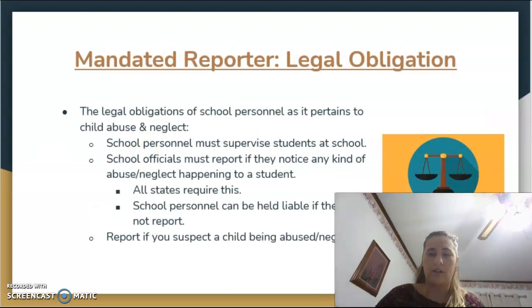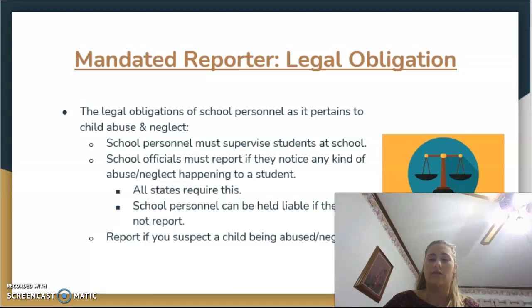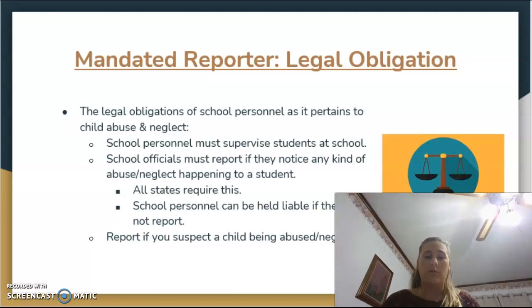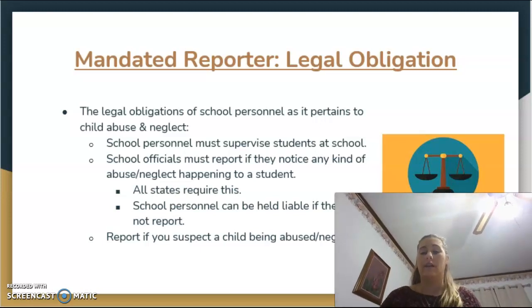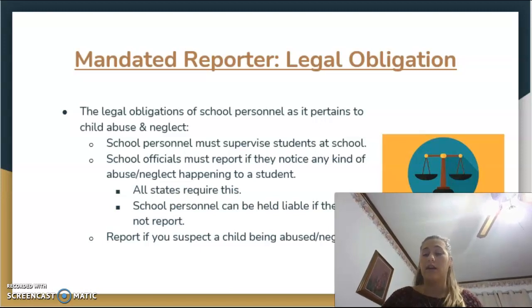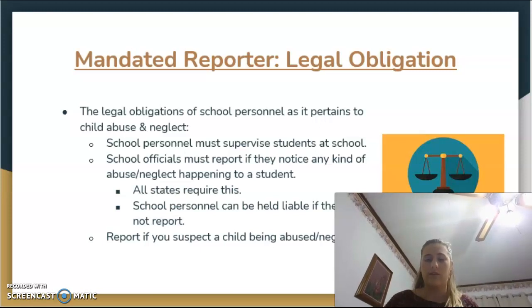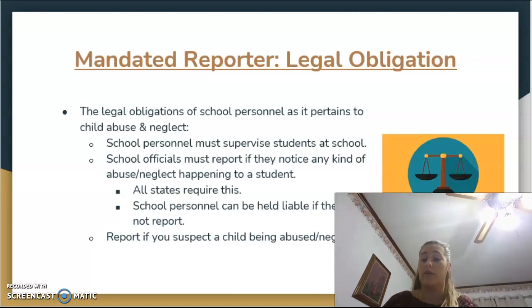Now we're going to talk about legal obligations. School personnel must supervise students at schools. School officials must report if they notice any kind of abuse or neglect happening to a student. All states require this. School personnel can be held liable if they fail to report when they suspect a child is being abused or neglected. If a teacher's report about a child being abused or neglected is substantiated, then they can be entitled to immunity from liability as long as their report was made in good faith.